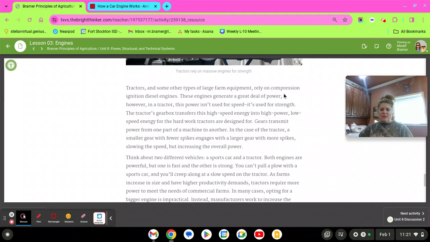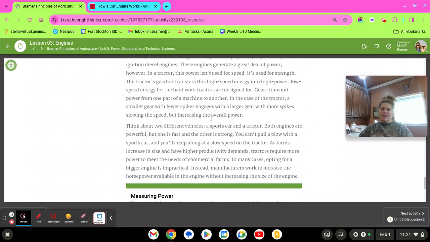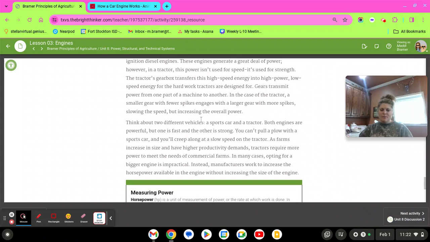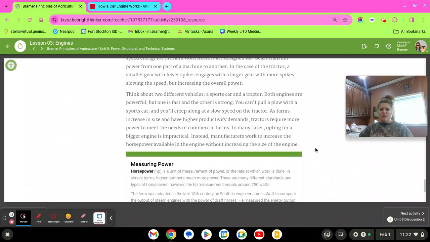Tractors are going to use compression ignition diesel engines. They have a great deal of power, but they're not very fast. But tractors don't have to be fast. They just need to be powerful and reliable. So it says think about a sports car and a tractor. They're very different needs. You can't pull a plow with a sports car, and you'll creep along at the slow speed of the tractor. As farms increase in size and have higher productivity demands, tractors require more power to meet with pulling all of this equipment. So the bigger engine is typically impractical. Instead, manufacturers work to increase the horsepower available in the engine without increasing the size.